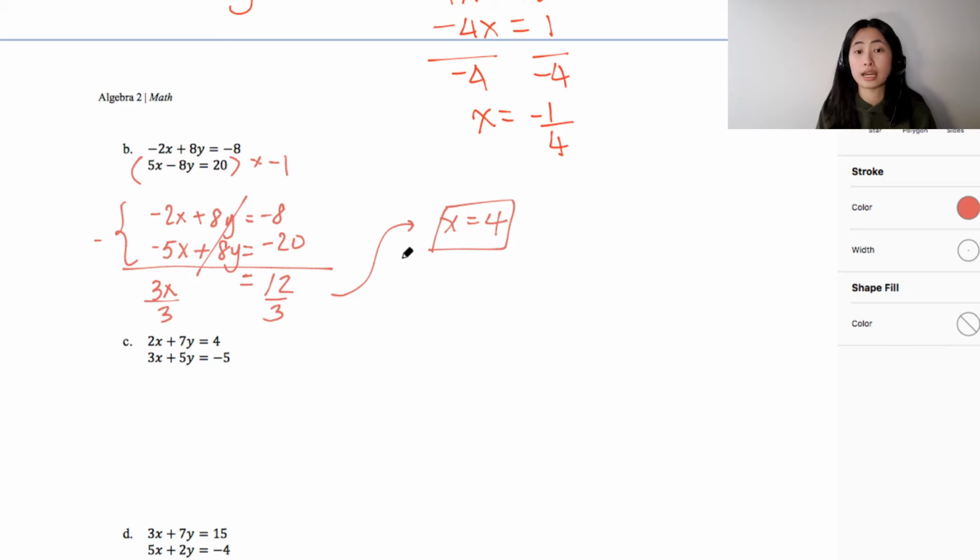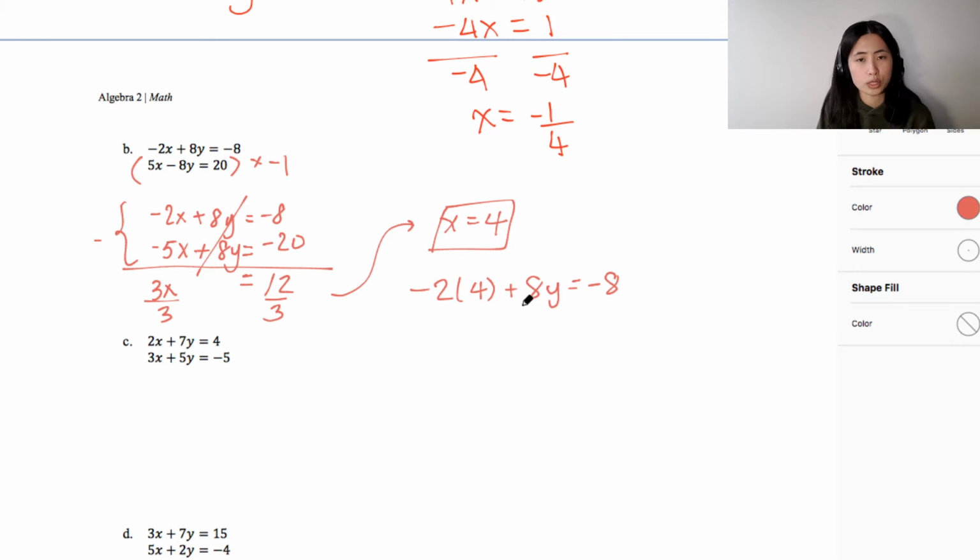So now we know that x is equal to 4, right? So how do we find y? Well, we're just picking any of our equations. I'm picking the first equation, which is negative 2x plus 8y is equal to negative 8, and I'm plugging in x equal to 4 into my x. So therefore, I'm going to get negative 2 times 4 plus 8y, and this is equal to negative 8.